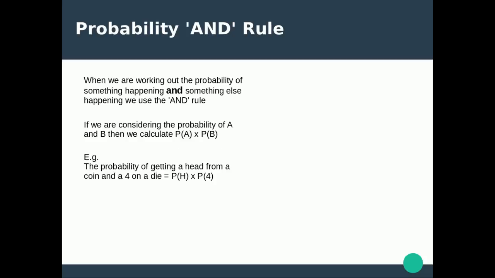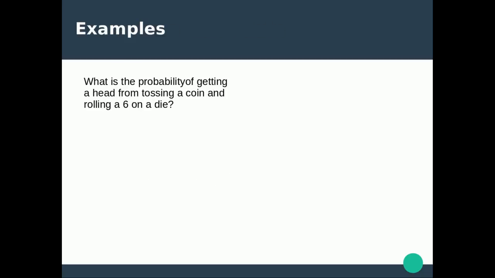So an example would be the probability of getting a head from a coin and a 4 on a die would be the same as working out the probability of getting a head and the probability of getting a 4 and multiplying the two together. So let's look at two examples. So here's our first one.